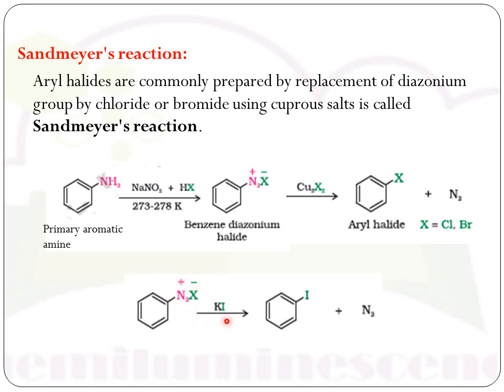For this reaction, cuprous halide is not required. Only when there is a formation of chloro or bromo aryl halide, there is a need of cuprous halide. This reaction is known as a Sandmeyer reaction.